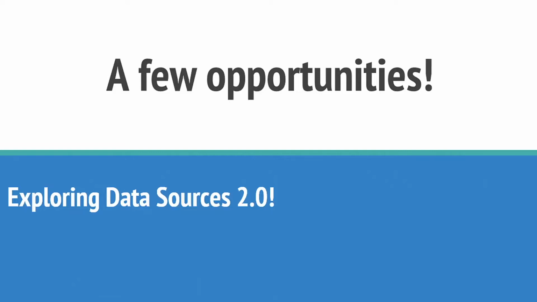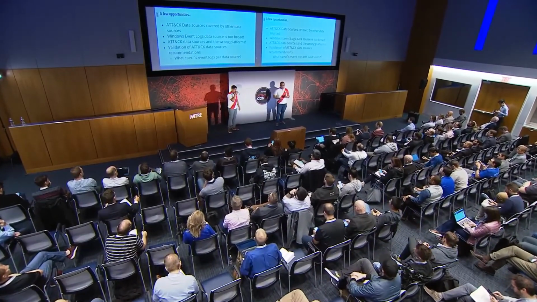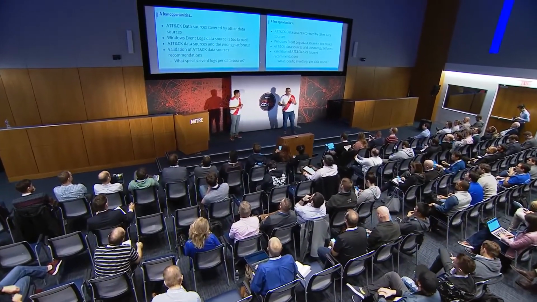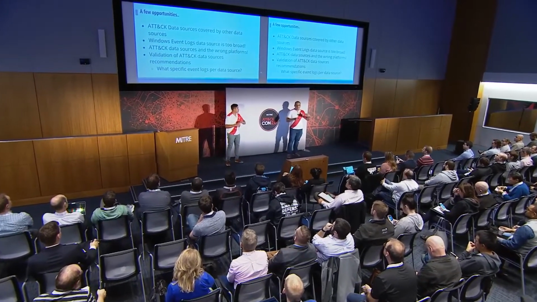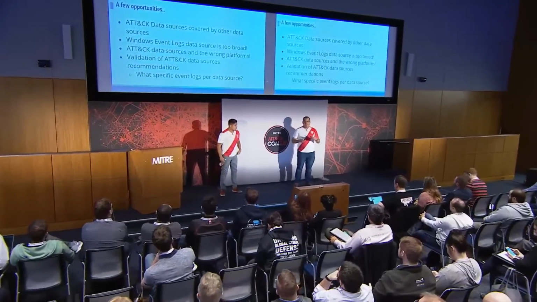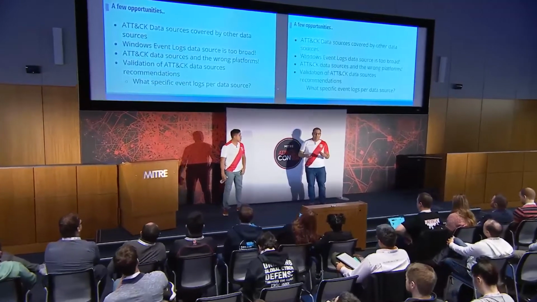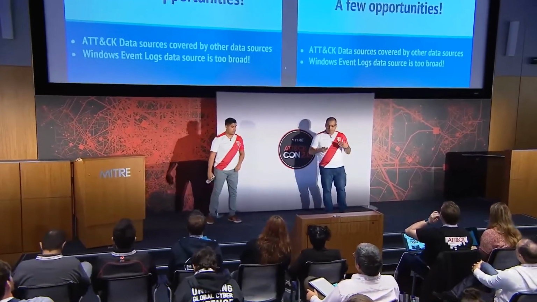Since last year, when we started documenting and analyzing all the data from ATT&CK, we found a few opportunities to contribute back to the ATT&CK team, all the way from data sources that are covered by other data sources to the validation of the event IDs that are recommended for every ATT&CK data source. So what do we mean by data sources covered by other data sources and event logs that are too broad?